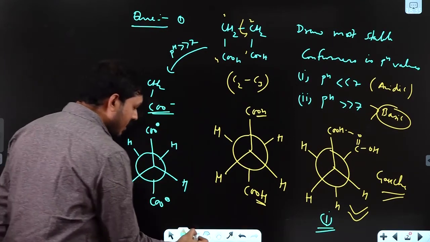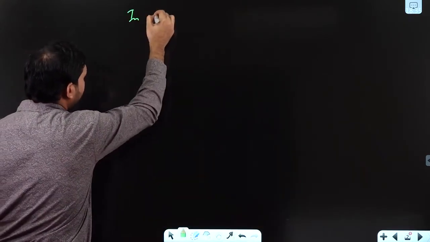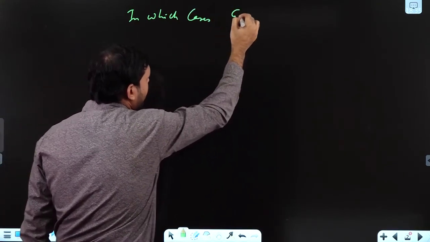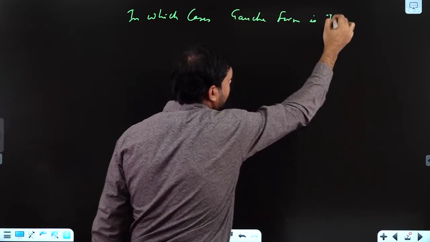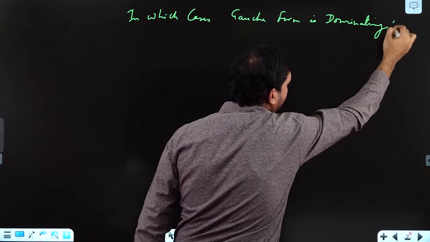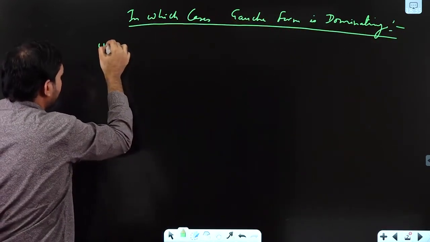So let's take the last example of this session, in which cases gauche form is dominating. In which cases gauche form is dominating?